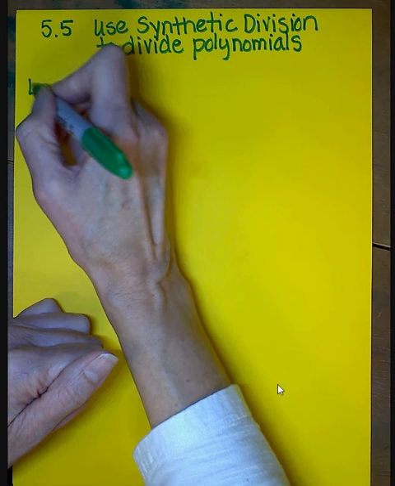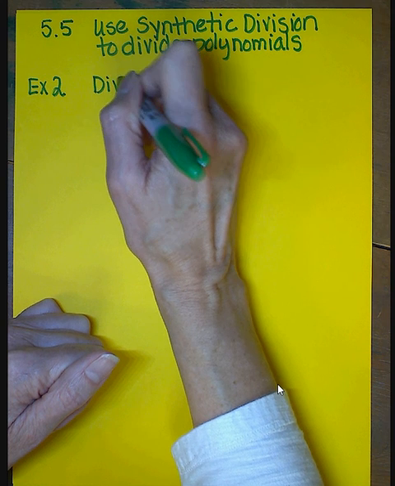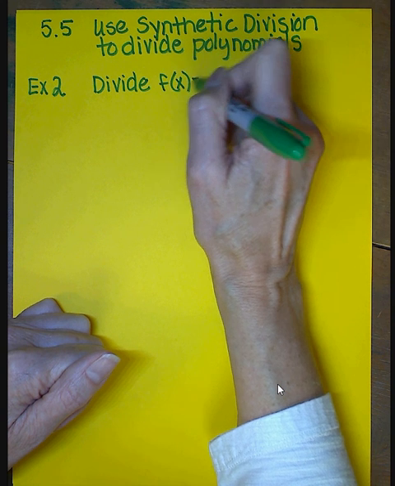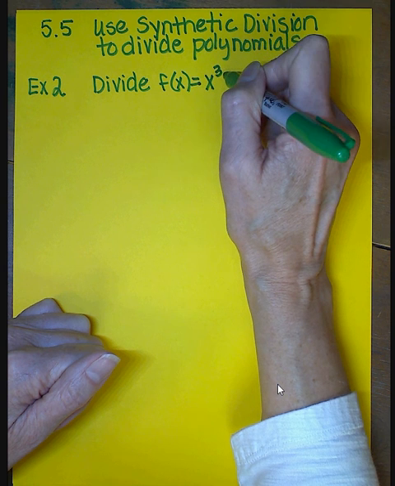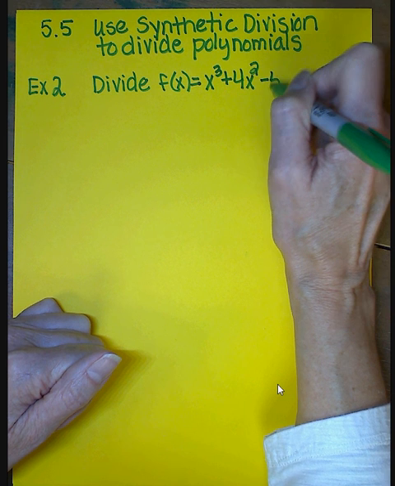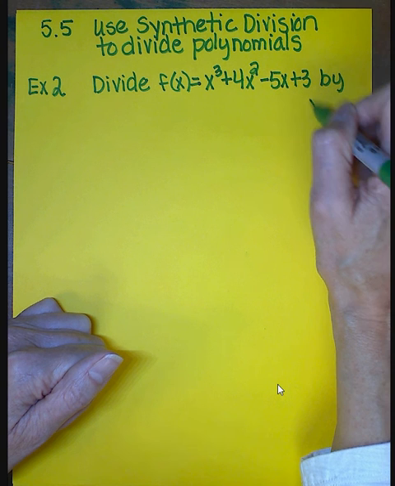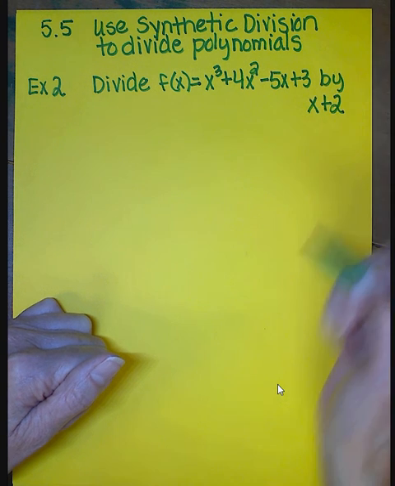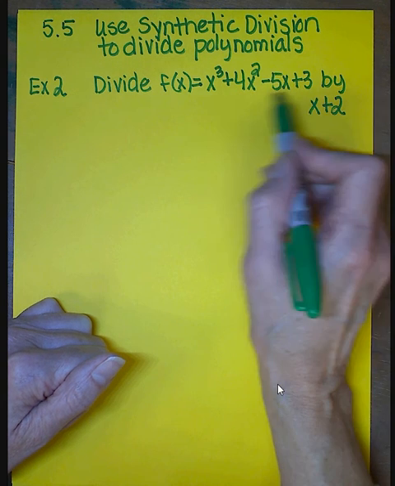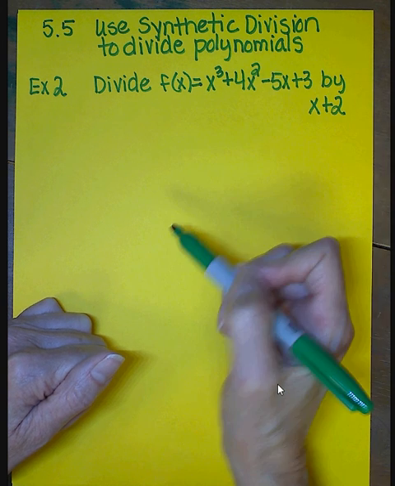Okay, example 1, we're going to divide f of x equals x cubed plus 4x squared minus 5x plus 3 by x plus 2. So you'll remember when we used synthetic substitution that we had to look for a 0 placeholder. This one doesn't need one. It goes 3, 2, 1, 0.